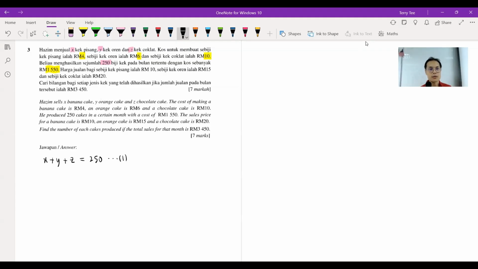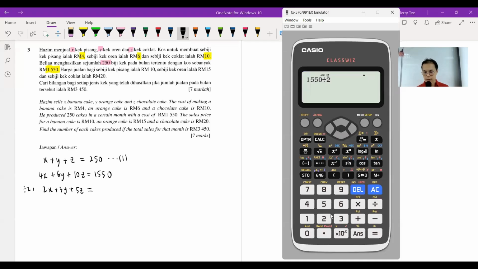Okay, so this is your first equation. The second equation is the cost. You can see the cost to produce a cake is 4 ringgit for cake pisang, so it's 4x. 6 ringgit for cake orange, so 6y, and 10 ringgit for cake chocolate, then z, your total cost is 1550. So I think we can actually divide by 2 to simplify this. 2x plus 3y plus 5z equals to 1550 divided by 2, 775. You can see that, 775.